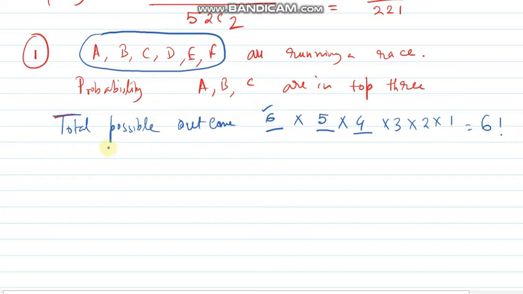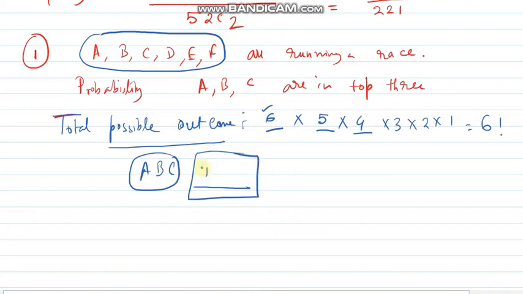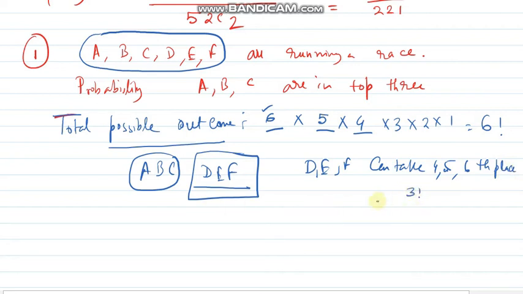Total possible outcome. Please be very careful. I'm not going for the probability right now. 6 factorial, right? Now I want A, B, C in the top 3. So A, B, C in the top 3 means D, E, F have to take the places of 4, 5, 6. It can be any order, like E, F, D or F, E, D. So how many ways can D, E, F take the 4th, 5th and 6th places? That's 3 factorial. They can arrange themselves.